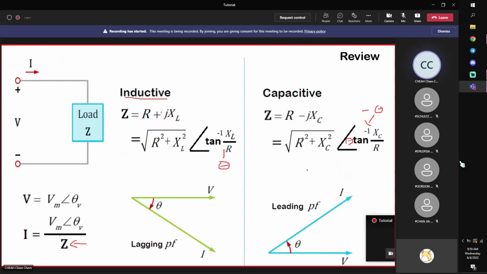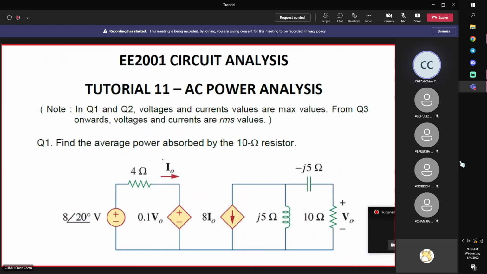Any questions? Okay, so this is just a brief review of the lectures before we start the tutorial. Okay, let us look at the tutorial problems now.